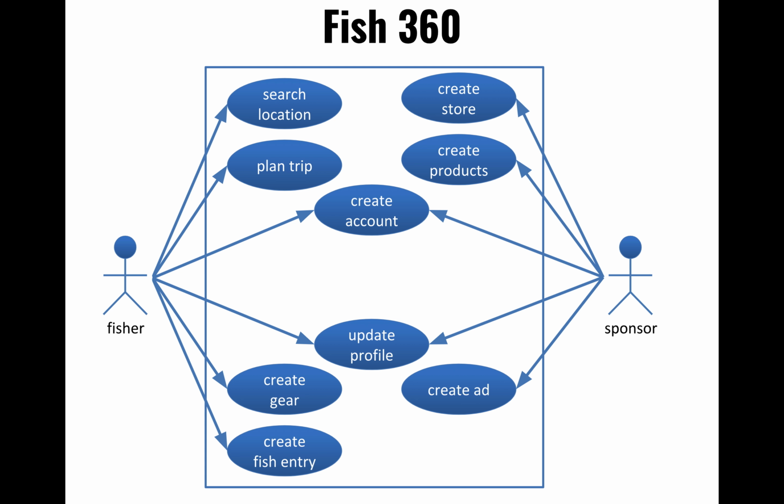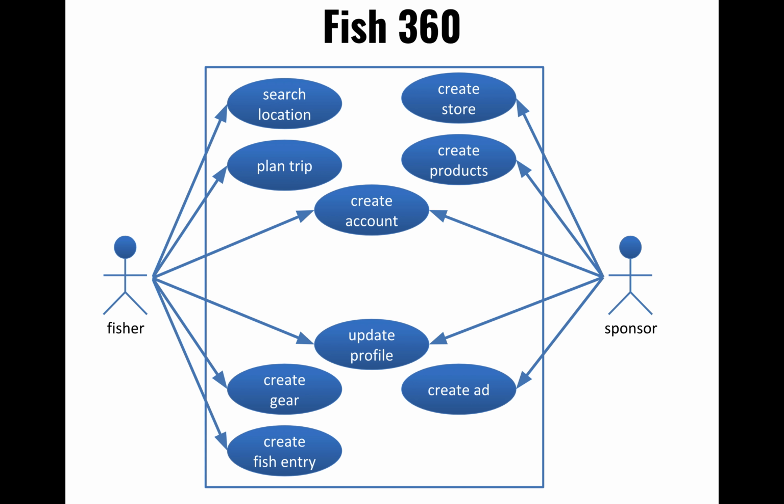Some of these use cases are common, that they're overlapping, right? That both the sponsor and the fisherman, they both can update their profile, create an account. But whereas the sponsor can create an ad, they can create a product, they can create a store, which are completely distinct from what the fisherman can do. So this is just for you to document and be able to capture these use cases.